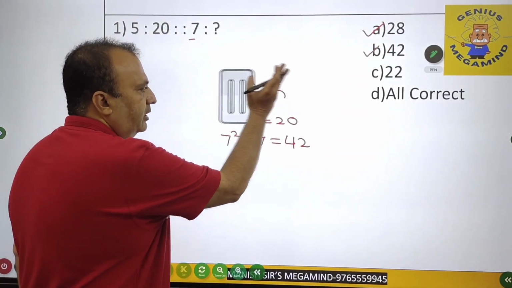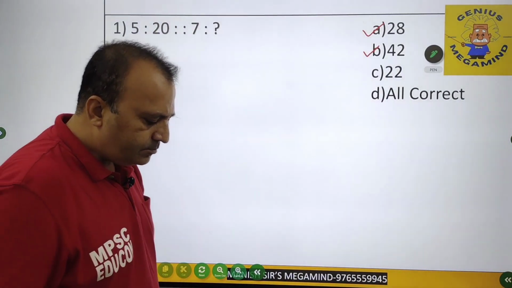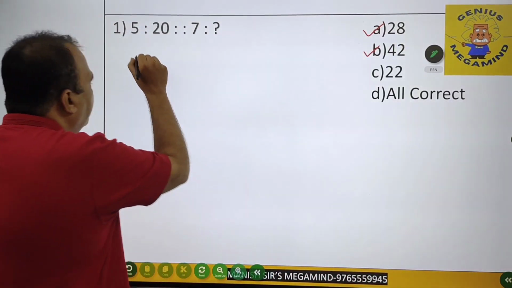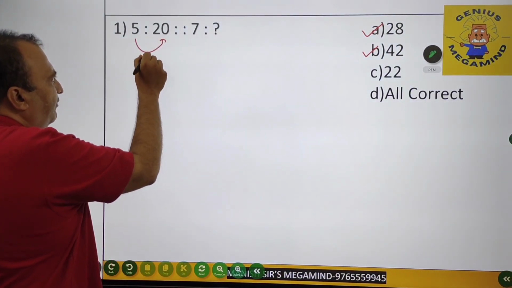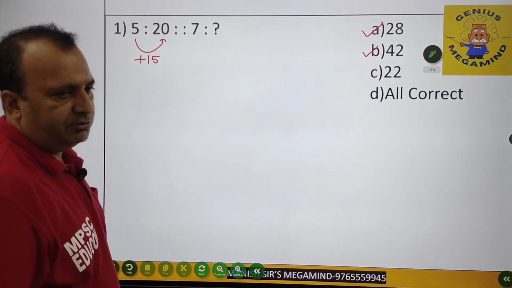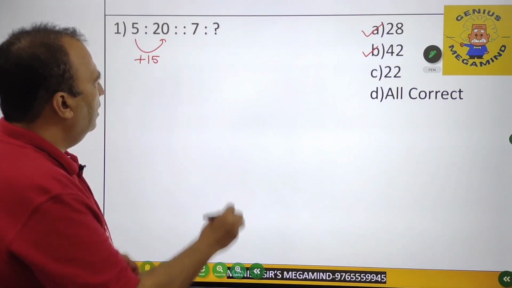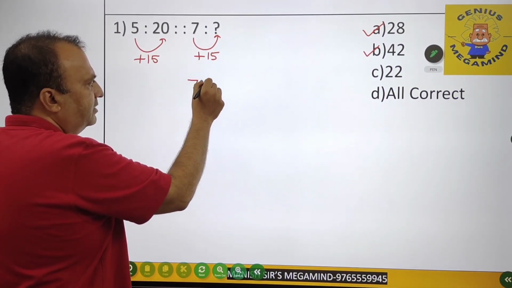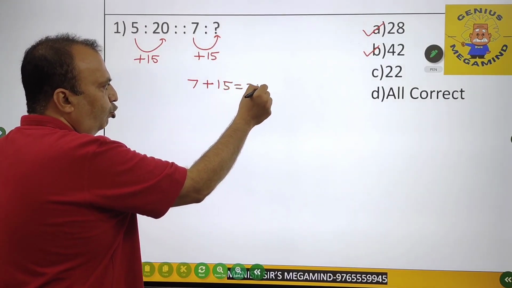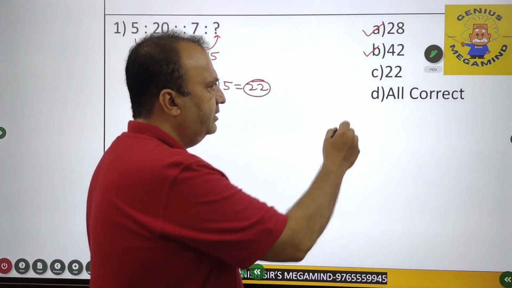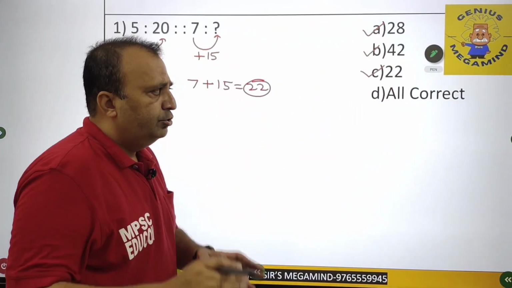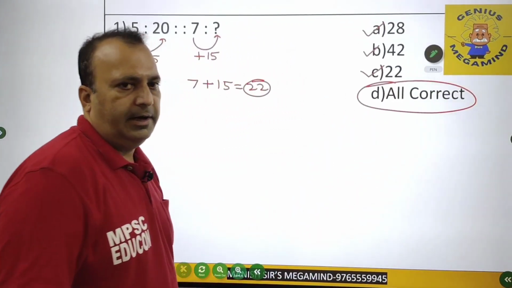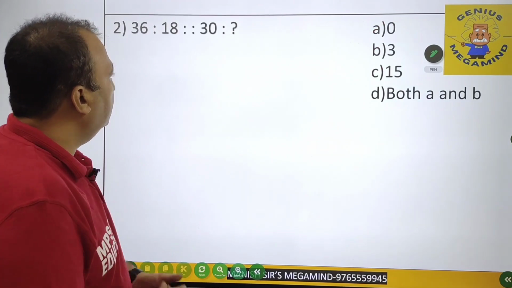Now how to tackle the question in the third different way? Fine. Now watching 5 and 20, what is the difference between 5 and 20? So if I add plus 15 over here, 5 plus 15, my friends, is 20. So whatever operation I have done over here, I am going to perform over here. So 7 plus 15, my friends, is what? 22. So that can also be one of the answers. So the answer can also be 22. So in general, I can come to a conclusion that the answer is what? All correct. Fine. So let's move down to question number 2.